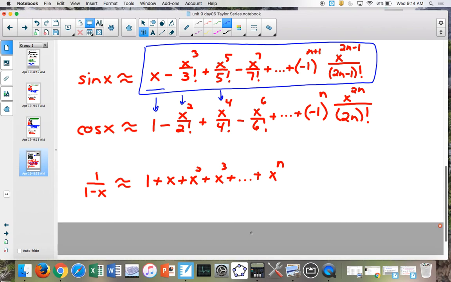So that's the basics for Taylor's polynomial. Next we'll do some of the interesting applications so we can come up with Taylor polynomials for a lot of other functions.